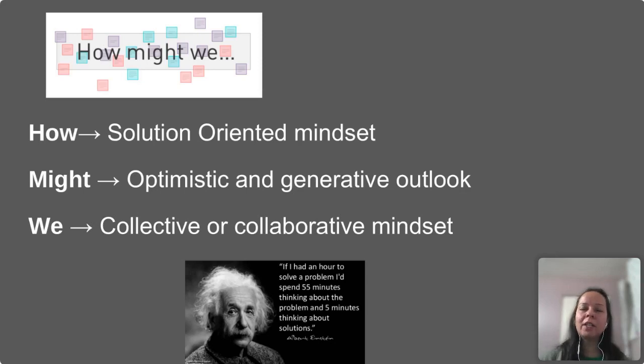Might is an optimistic and generative outlook. The word might gives you the idea that there is a possibility that we might fail, but there's a better possibility that we might do it better. We might come back stronger with this solution. And we is the whole idea of collective and collaboration.